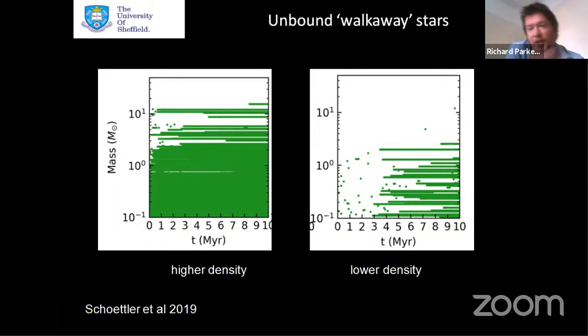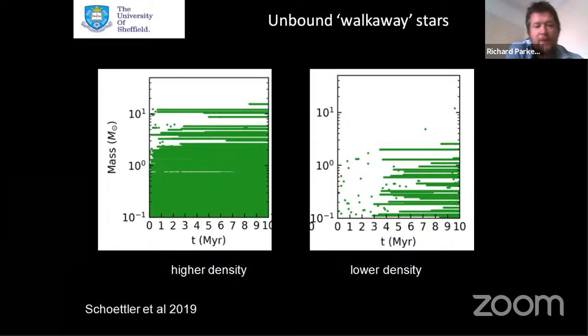They come about because, when you have very strong dynamical encounters, typically the lower mass stars, not always, but usually, in the encounter are ejected from the cluster at high velocities. We can quantify this in simulations, but now we can quantify this for observed star-forming regions.